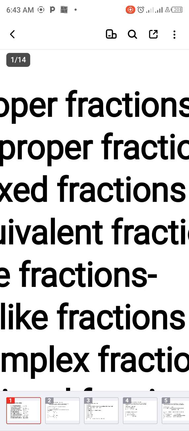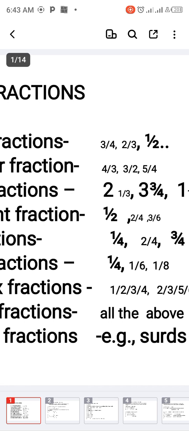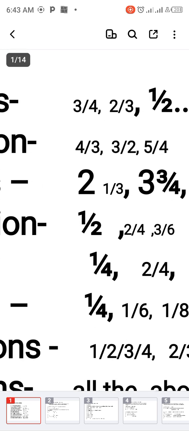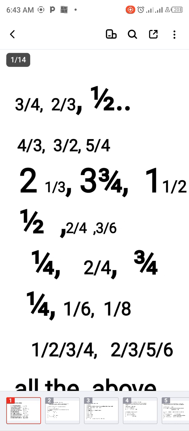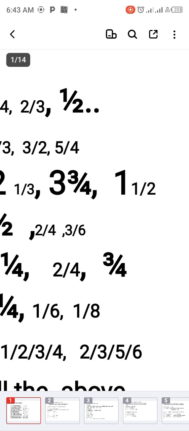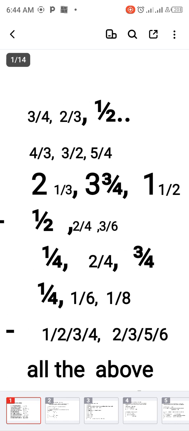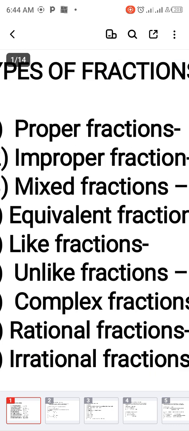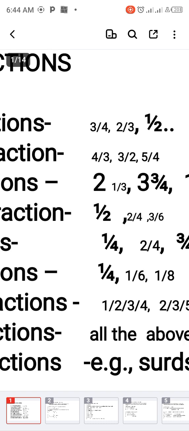Mixed fractions. Mixed fractions are fractions that contain whole numbers. So that 2 whole number 1 over 3 is a mixed fraction. 3 whole number 1 over 4 is also a mixed fraction. And 1 whole number 1 over 2 is a mixed fraction. Mixed fractions are fractions that contain whole numbers.